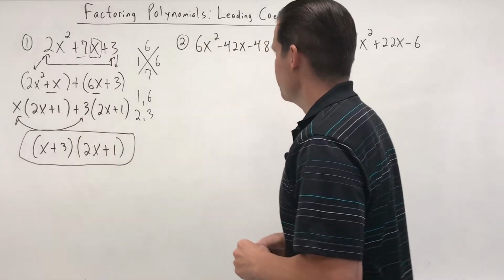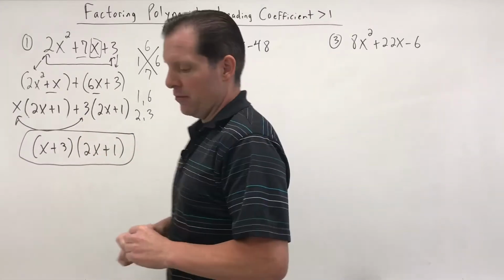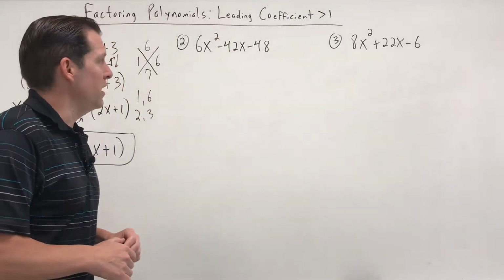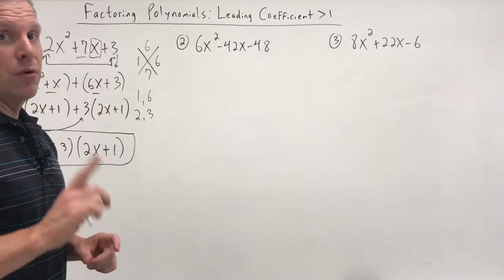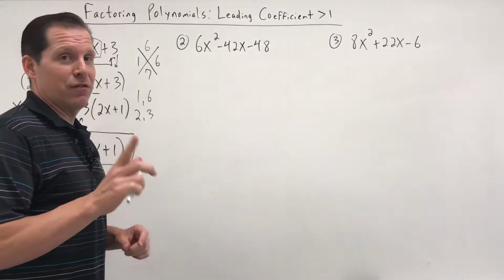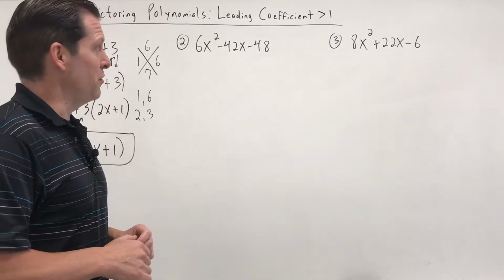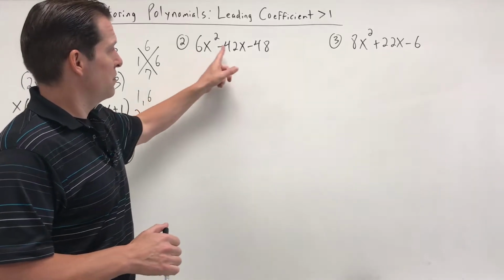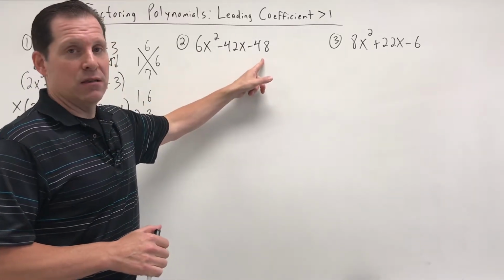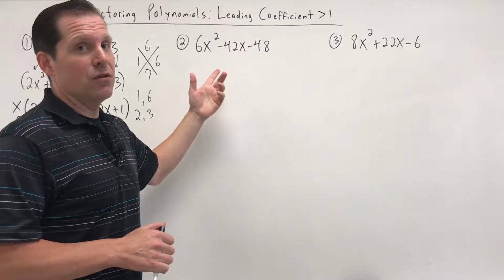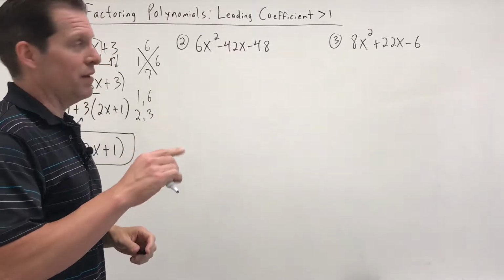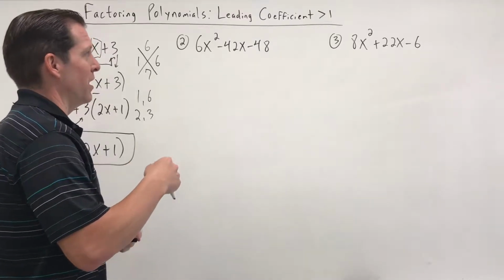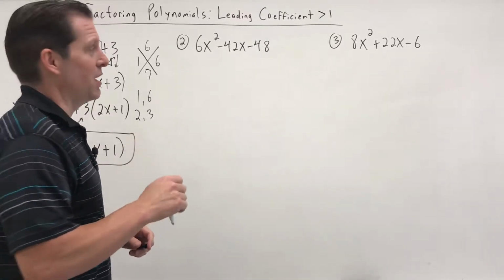Right? So let's look at the second one. We got 6x squared minus 42x minus 48. Numbers are getting a little large. But remember, you want to check for a common factor first, because it might make it a lot easier if you do have a common factor. So you got a 6, 42, and 48. And you might recognize that, oh, all those are divisible by 6. Now remember, you want the largest common factor too. Obviously, they're divisible by 2, and it's divisible by 3 as well, but you want the largest common factor.